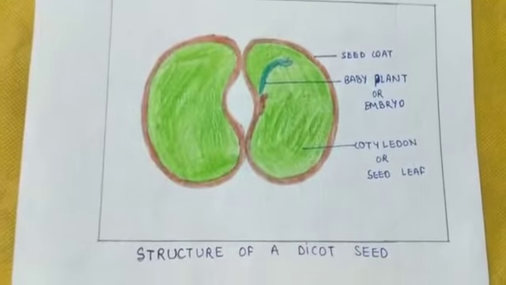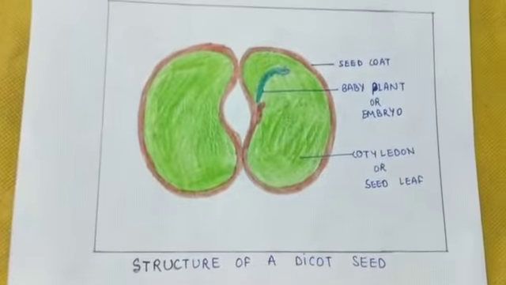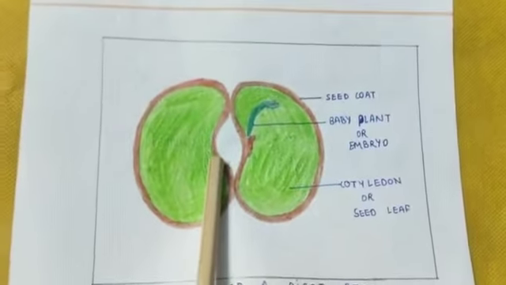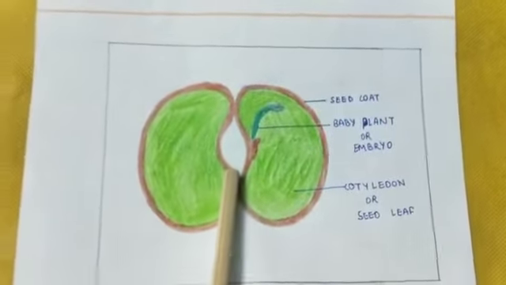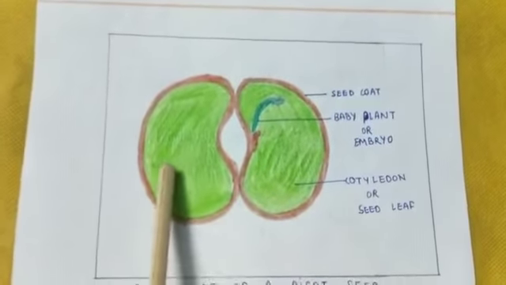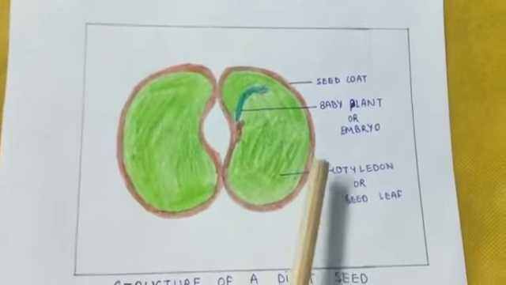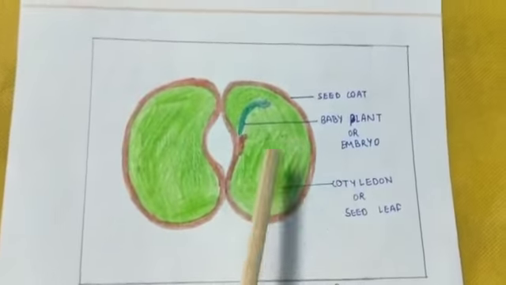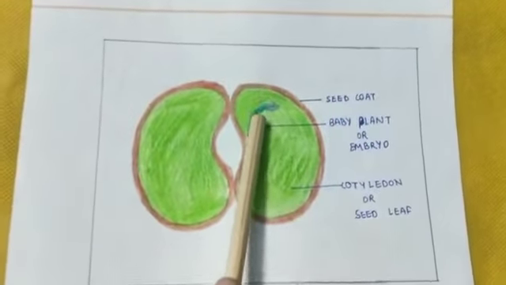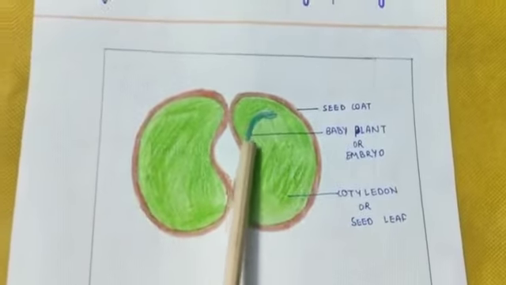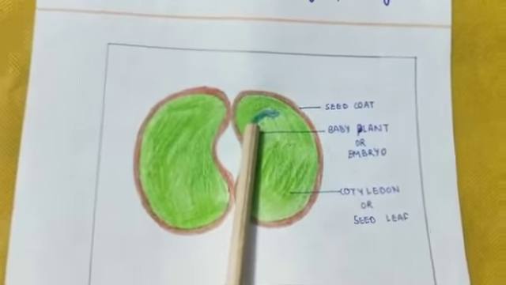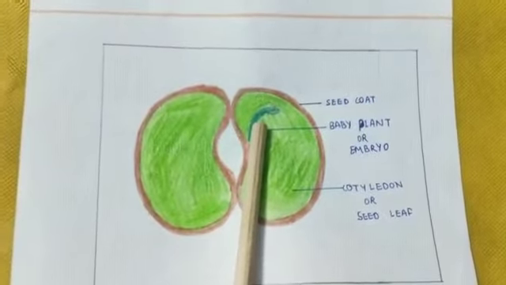Now let's talk about the structure of a dicot seed. The seed is covered by a seed coat. Its function is to protect the seed. Inside the seed coat, seeds have fleshy seed leaves called cotyledons. Their function is to store food for the baby plant. The baby plant, or embryo, uses this food till it grows its own roots and leaves.